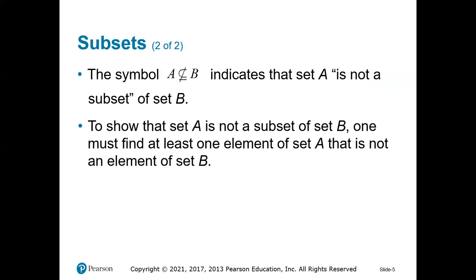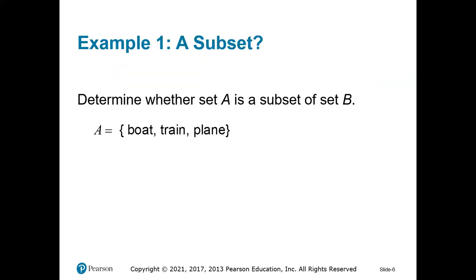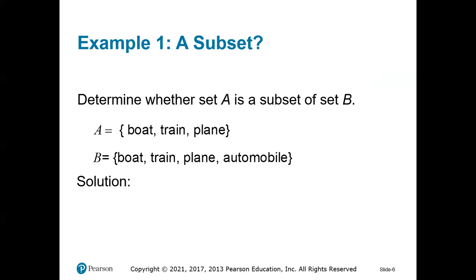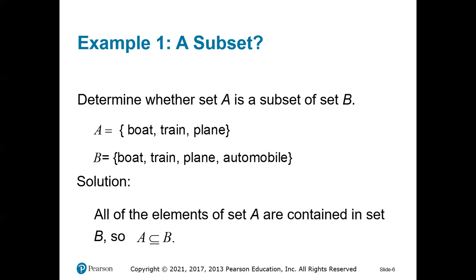Here's an example. Let A be the set of 3 elements, cardinality 3: boat, train, and plane. And B has boat, train, plane, and automobile. So is A a subset of B? Yes, because every element in A happens to be an element of B. So therefore, we have A is a subset of B, just like you see here. And of course, B is not a subset of A, because automobile is an element of B, but not in A.